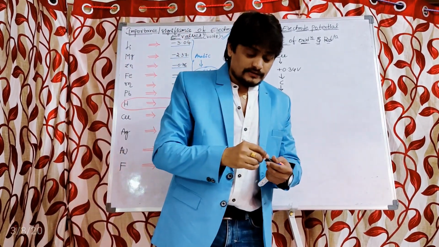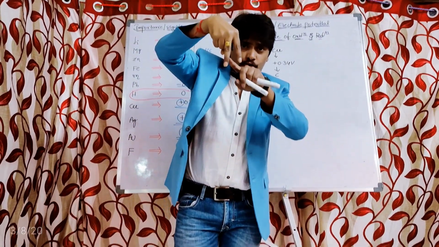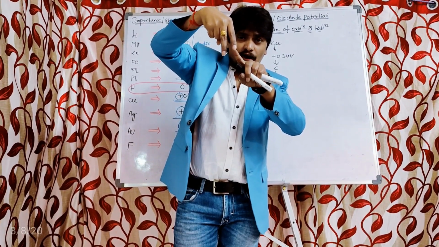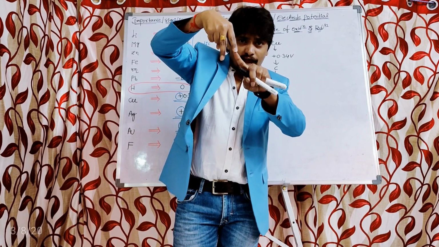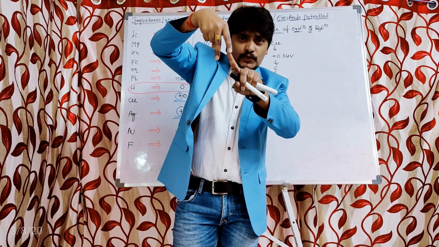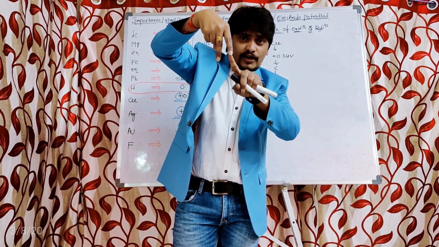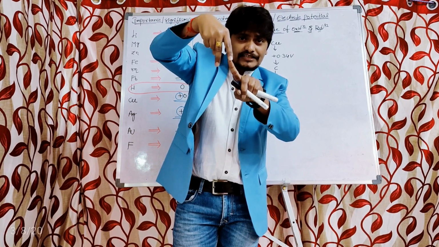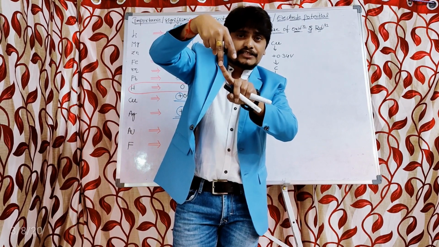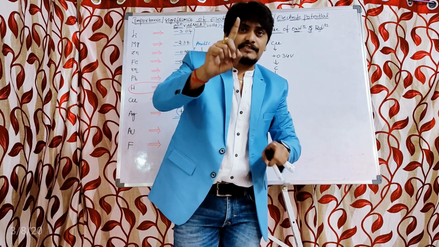Case one, students, is when two electrodes that are part of the electrochemical cell are such that one is associated with a negative value and the other with a positive value. The one with the negative standard reduction potential value acts as anode and undergoes oxidation, and the one with the positive standard reduction potential value acts as cathode and undergoes reduction. This is case one.